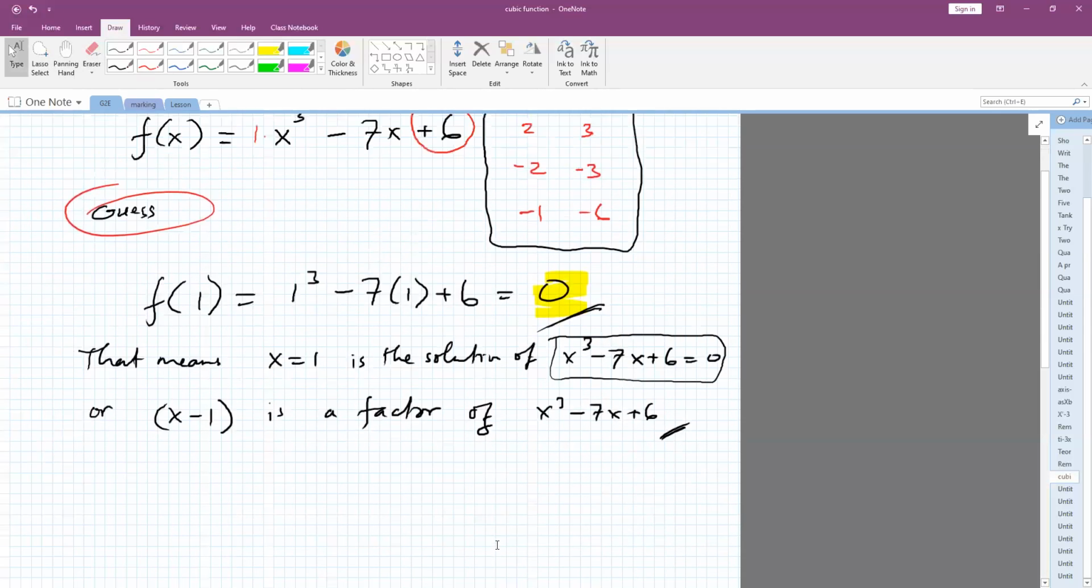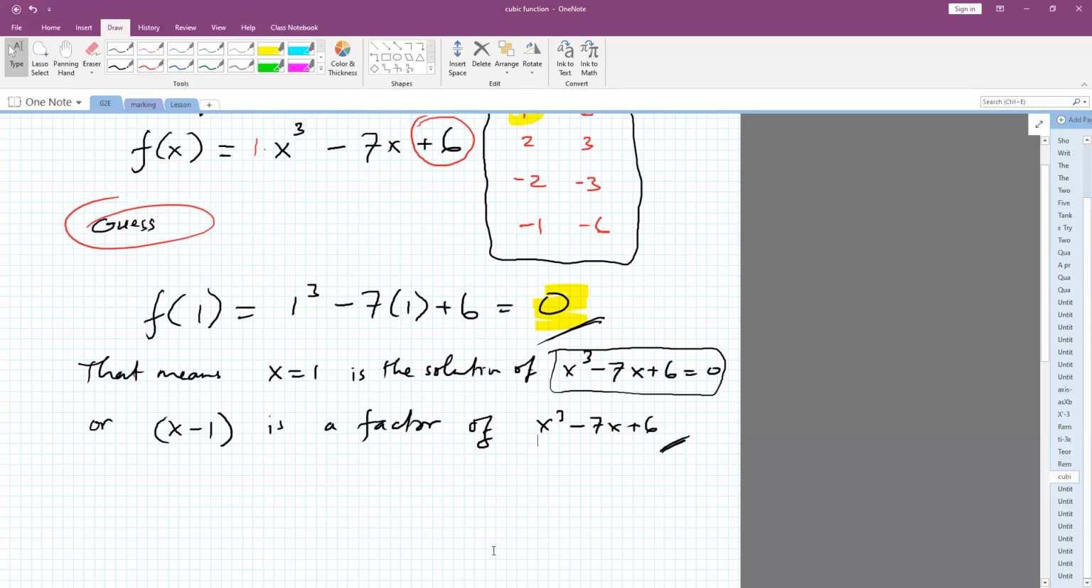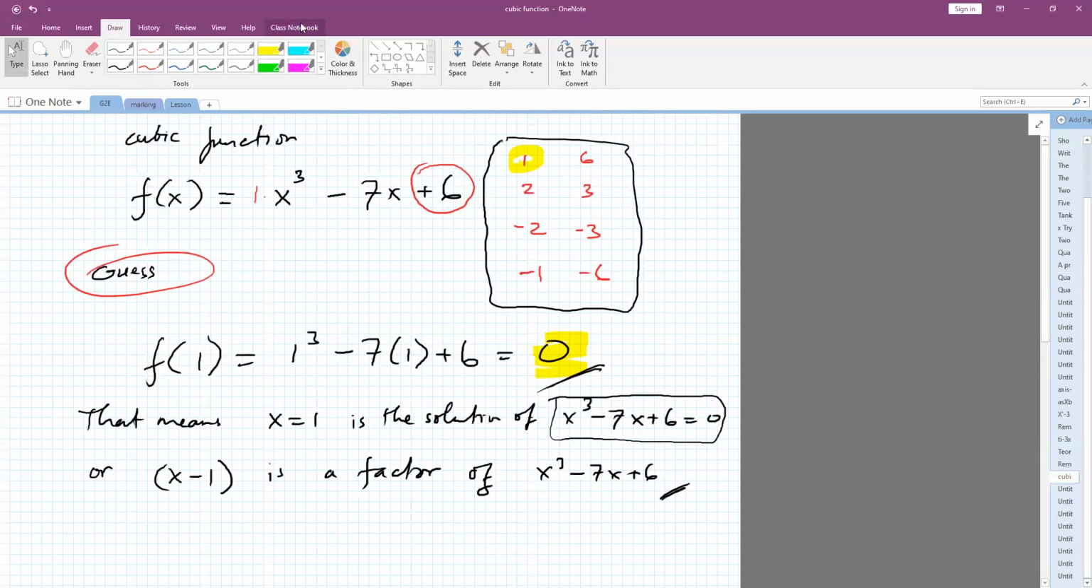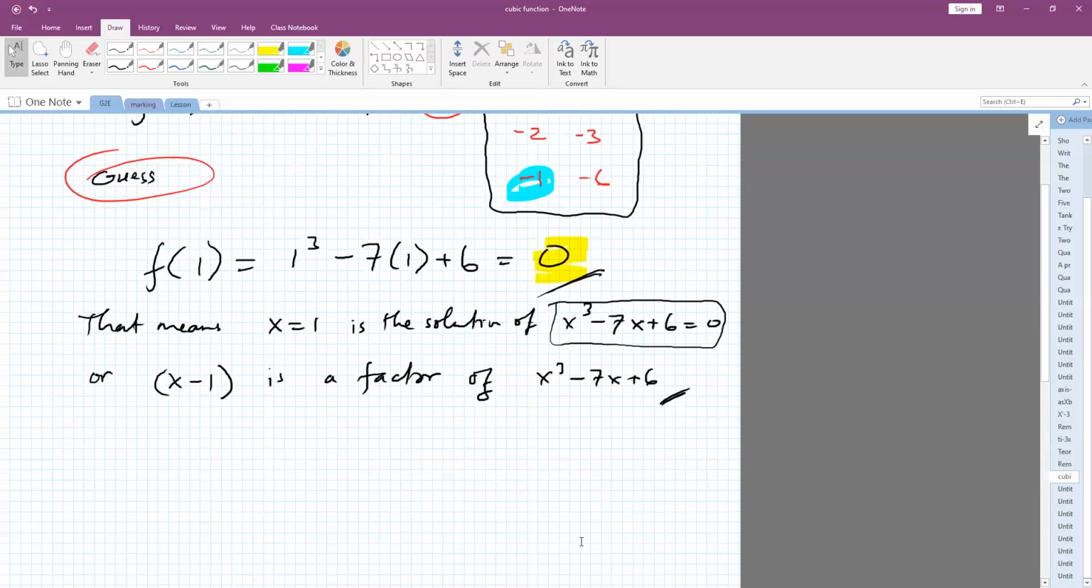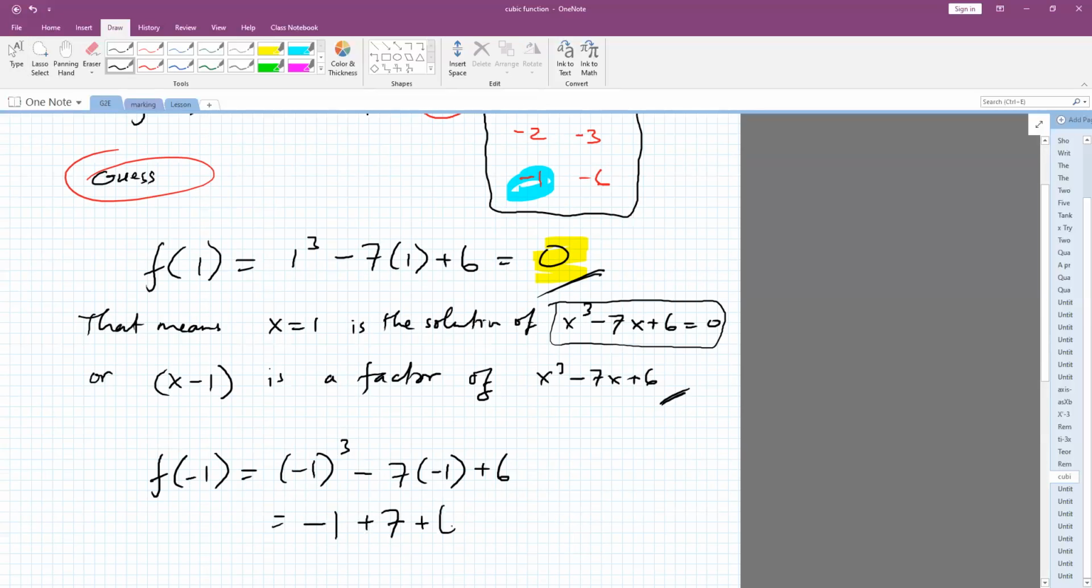This is important because when you try a different value, for example minus 1, let's see what we get. Let's try f of minus 1. When you put minus 1 into this function, we get minus 1, then plus 7, then plus 6, and that gives you a non-zero value, which is 12.